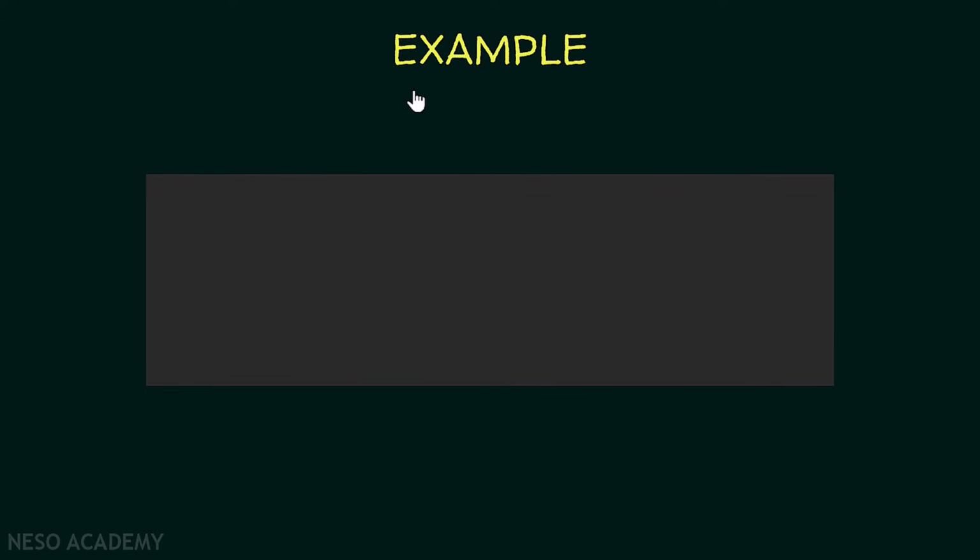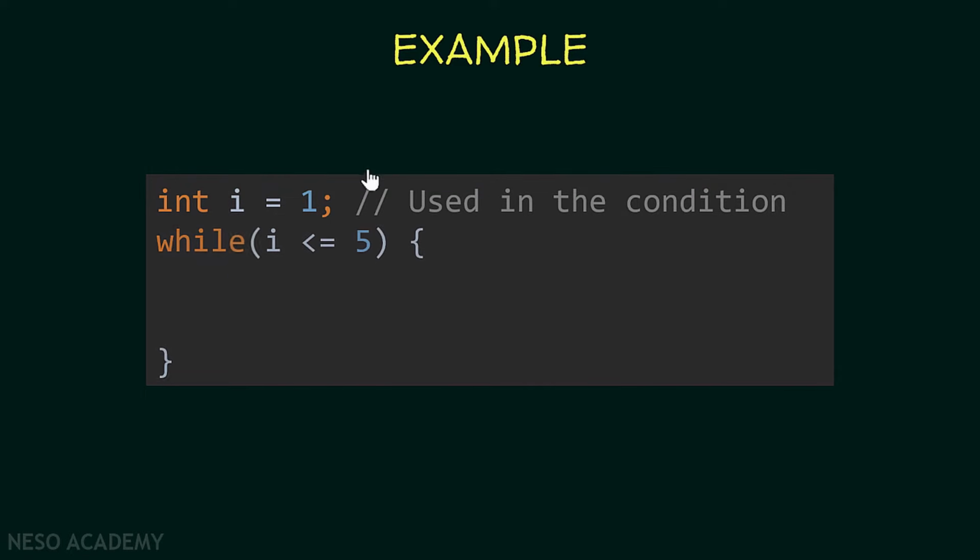Now let's have a closer look at the example that we saw before. First of all, we are defining an integer i which is equal to 1, and we are defining this integer in order to use it in the condition of the while loop. After that, we are going to write the while keyword followed by parentheses and braces. Inside the parentheses, this is our condition: i should be less than or equal to 5. So we are using this variable in the condition of the while loop.